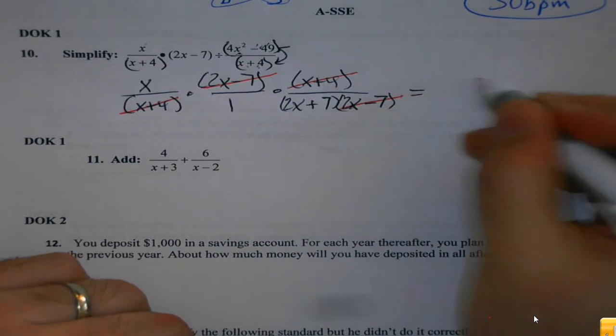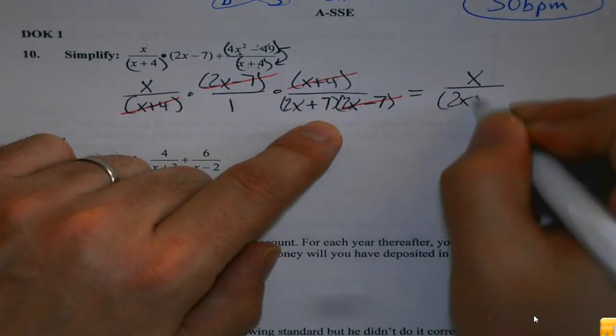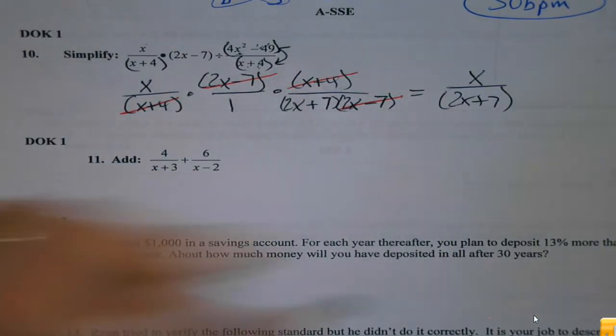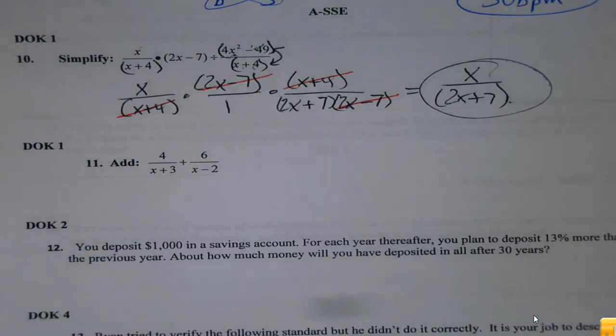And then we get to the final moment of truth. I have x left up top. I have 2x plus 7 left in the bottom. Can I cancel the x's? No. That's bonded. It's in parentheses. It's like, nope, singleton, stay away. So I leave that be.